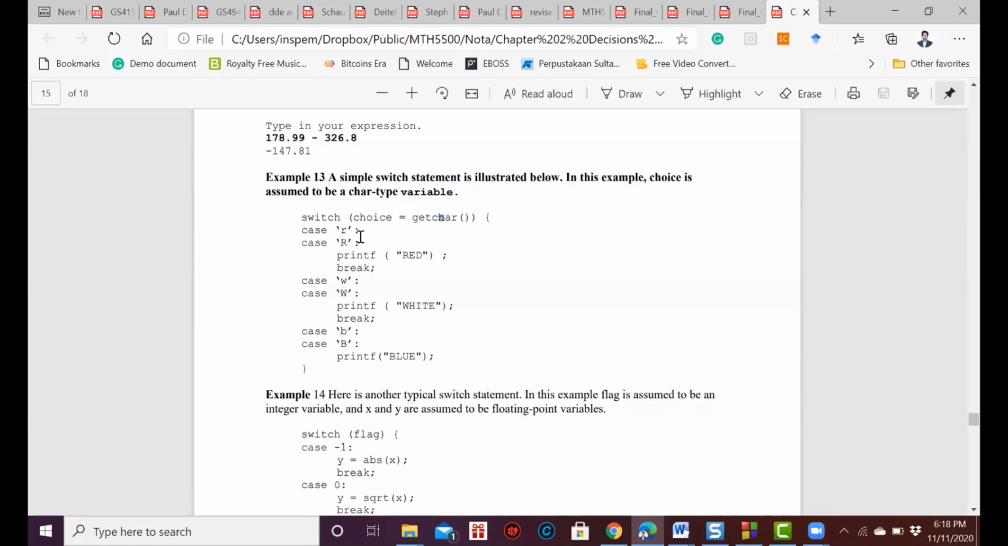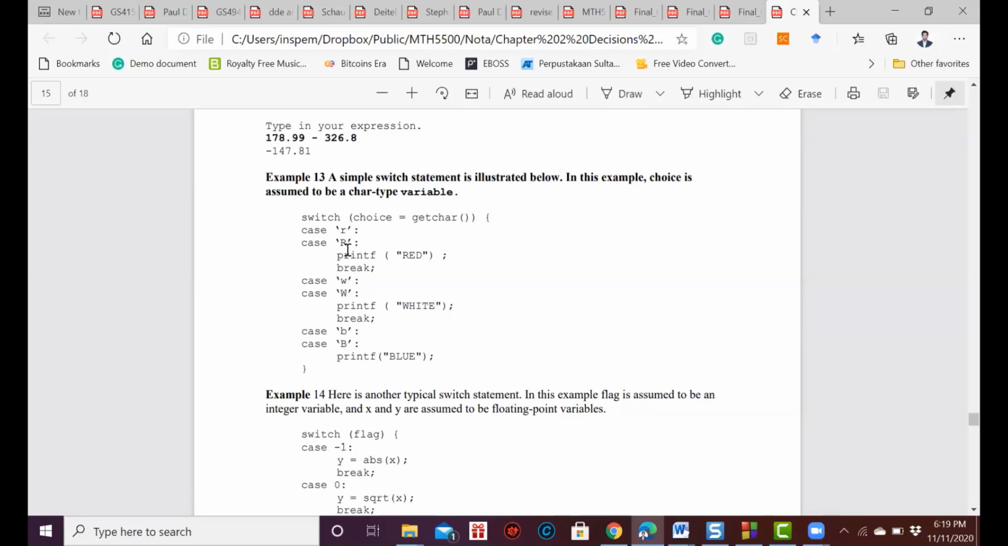Now in here, small letter r, then capital letter R. If we have either of these, then we print red, then break. Now look here at the case: for small r, there is nothing to do, no break, no printf statement. In this case, we want to consider the two characters, small r and capital R, as one category.